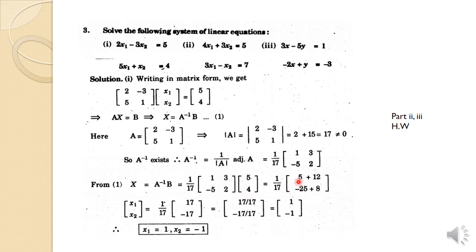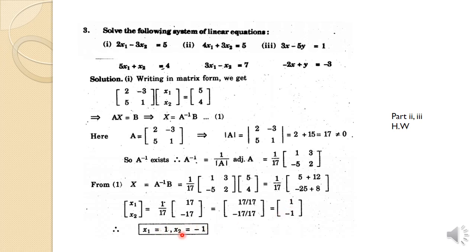So student, multiply this row with this column. 1 into 5 is 5, and 3 fours are 12, so we write it here. Similarly, minus 5 into 5 is minus 25, and 2 fours are 8. So 12 plus 5 is 17, and minus 25 plus 8 equals minus 17. Then 17 divided by 17 gives 1, and minus 17 divided by 17 gives minus 1.